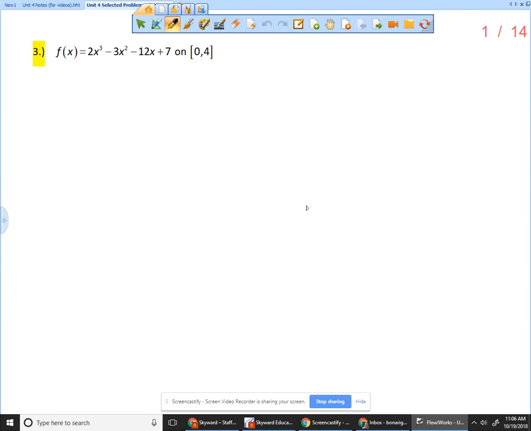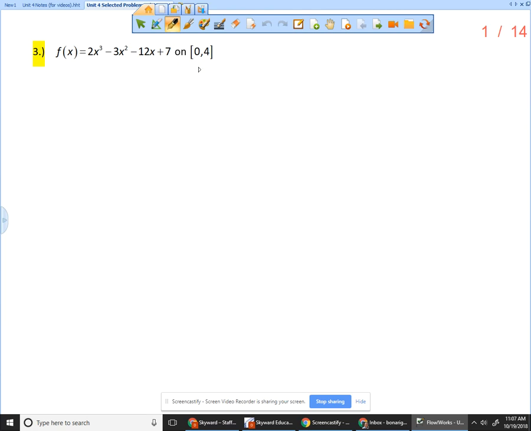This is the solution video for section 4.1, problem number 3. So the directions for 3 through 5 say find the critical numbers of f, then use the critical number test to determine the absolute extreme values of f. All right, so number 3 says f of x equals 2x cubed minus 3x squared minus 12x plus 7.